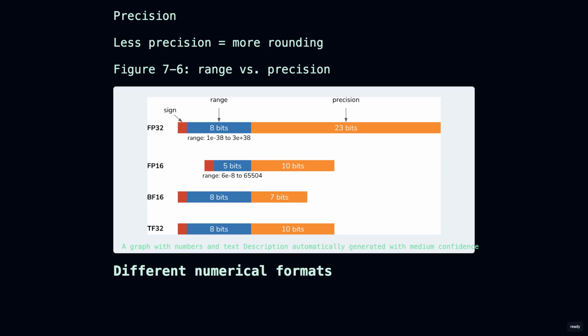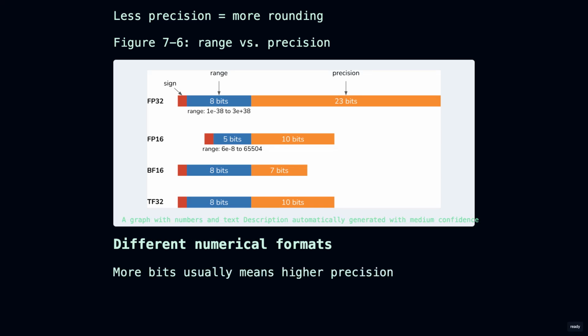This figure is the visual summary of the formats we just discussed. Use it as a reference for comparing how much range and precision each format gives you. In general, formats with more bits are more precise. If you convert a value from FP32 to FP16 or BF16, you save memory, but you may also change the number slightly or introduce error.